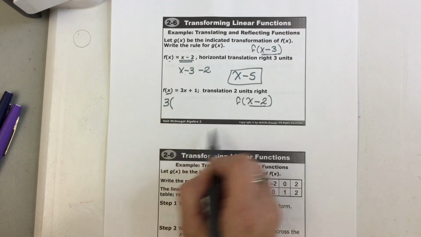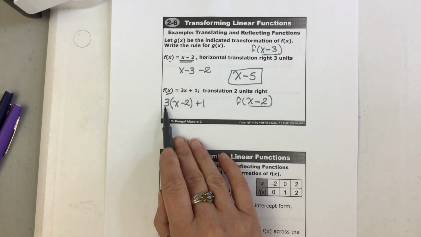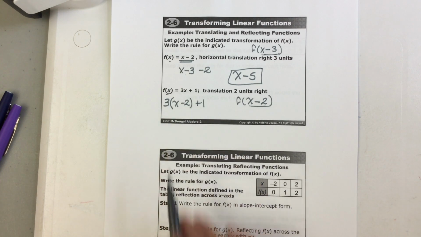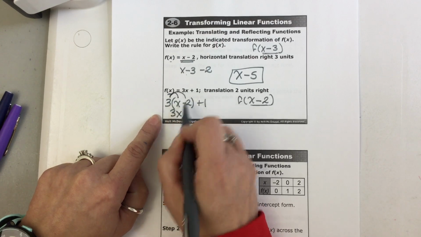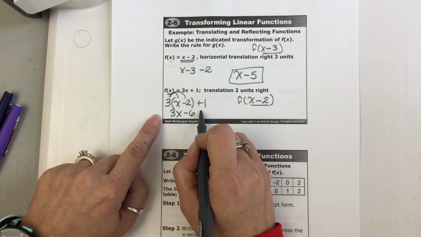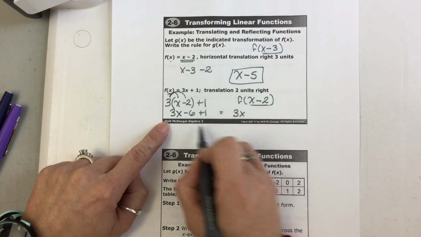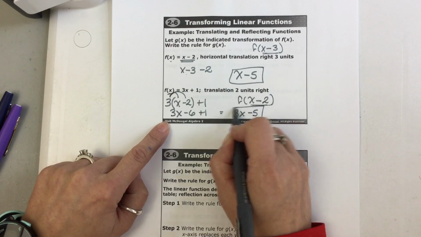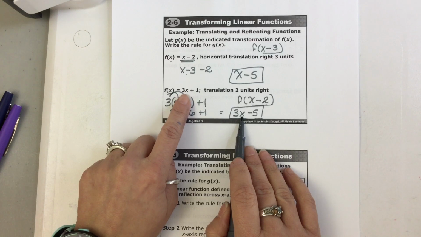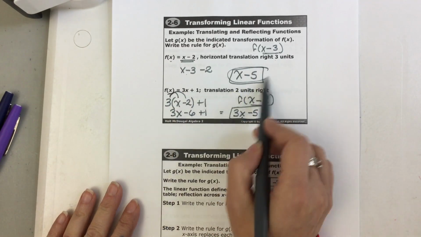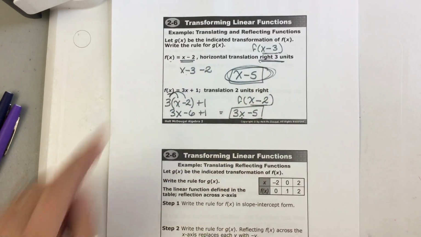This is 3 times x, so I will need my x minus 2 to be in parentheses this time because I have to multiply 3 by whatever's in the parentheses. So I distribute. 3 times x is 3x. 3 times negative 2 is negative 6. The plus 1 is on the outside. I'd have 3x, negative 6 plus 1 is negative 5. So this figure would be the same line as this, just slid to the right 2. And this function is the same line as this, just slid to the right 3.